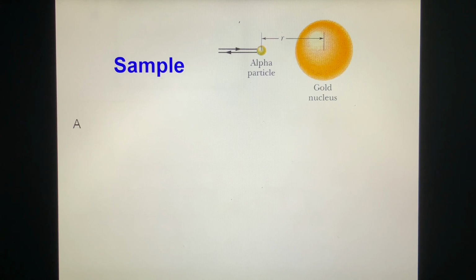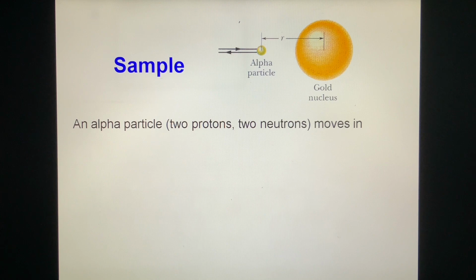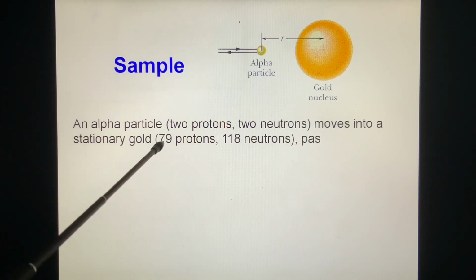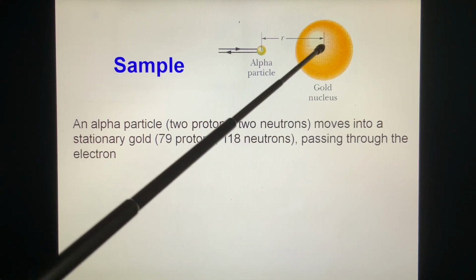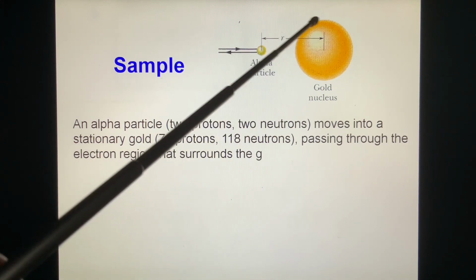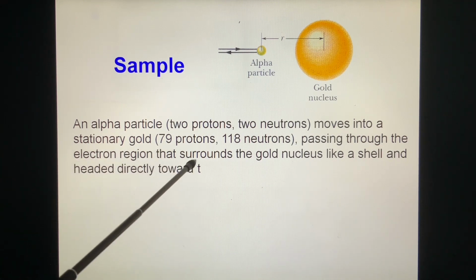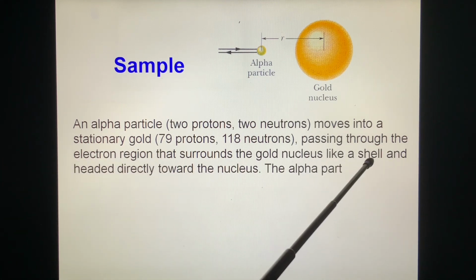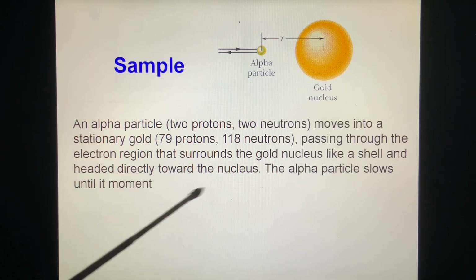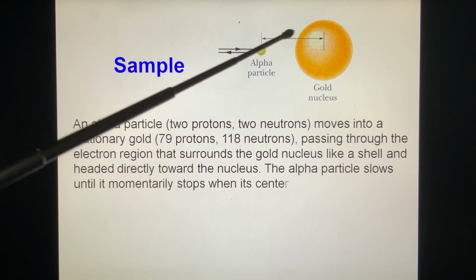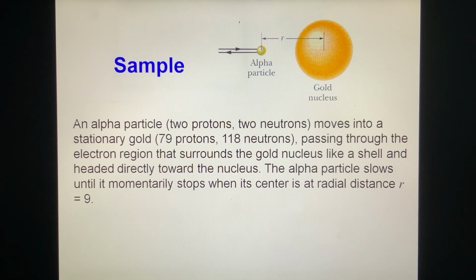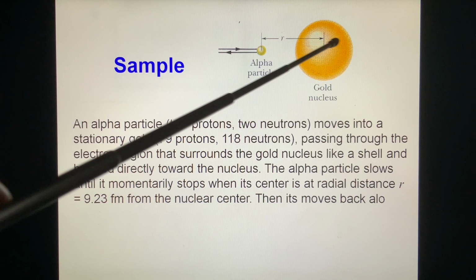Sample. An alpha particle, 2 protons and 2 neutrons, moves into a stationary gold atom, 79 protons and 118 neutrons, passing through the electron region that surrounds the gold nucleus like a shell, and headed directly towards the nucleus. Electrons are outside. The alpha particle slows because they are positive.